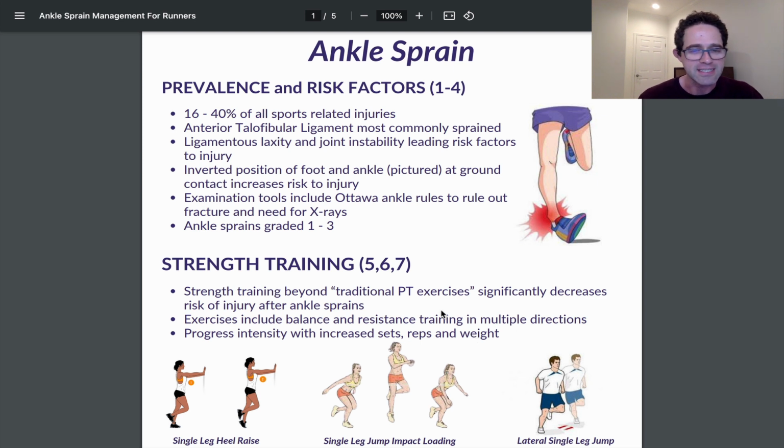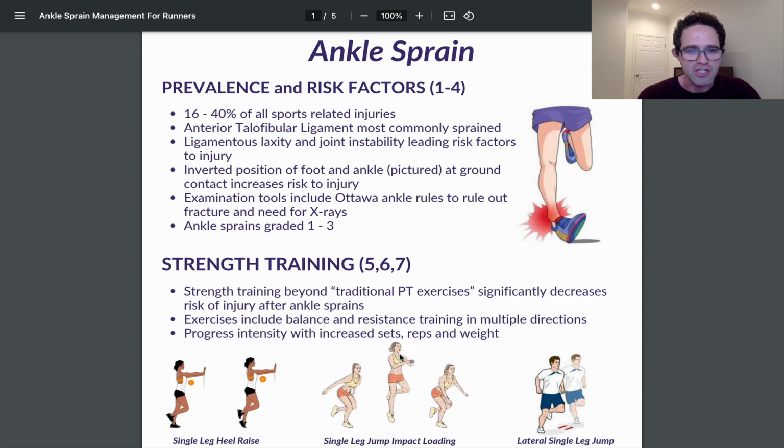A couple of exercises that are really important and really good to do are in this list, and I'll show you them. But I want to call out that both balance and resistance training in multiple directions is really helpful. Now, I wish I could put all of the different exercises on here, and if folks are interested, please message me and let me know. I can give you more exercises or examples of exercises. But I put 3 here that are really important, and you can progress each of these with intensity. You can increase the sets, the reps, the weight, and obviously make it harder.